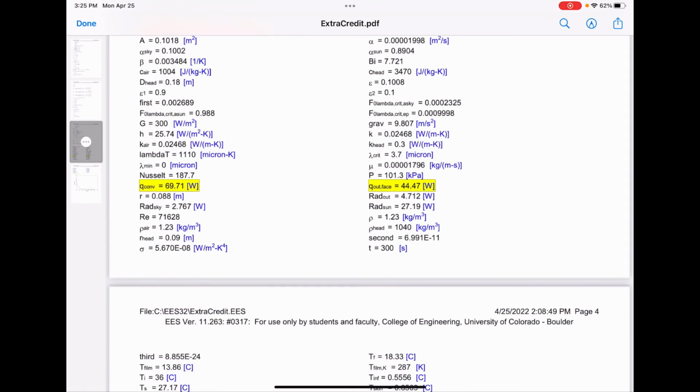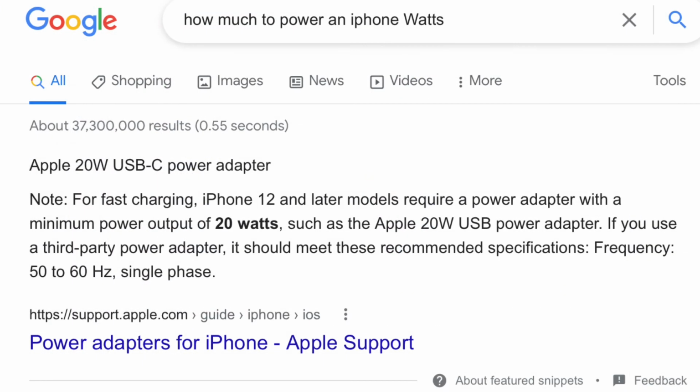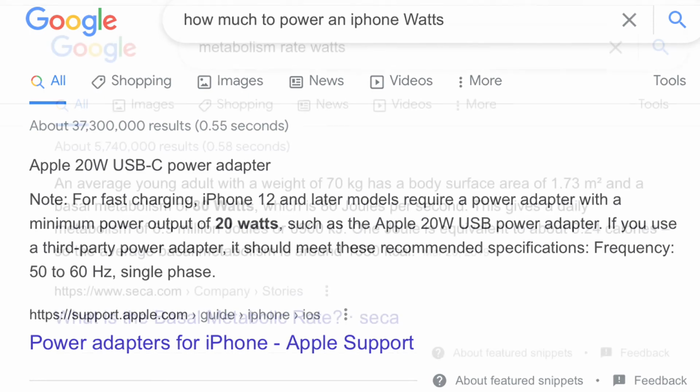Looking at our solution, 70 watts of heat come out of our face from convection, which seems like a lot, but it is very cold and it does make my face sting. And then when we factor in the radiation coming into our face, it comes out to about 45 watts. For a quick reality check, an iPhone 12 can be powered with 20 watts, so the heat from our face could power 2 iPhones, theoretically speaking.